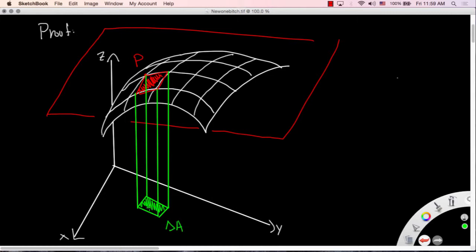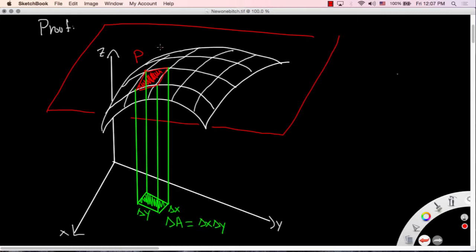Since this green area is supposed to be infinitesimally small, with dimensions, since we have a y-axis here, this is delta y, and we have the x-axis here, we'll call this delta x. So delta A is delta x multiplied by delta y.